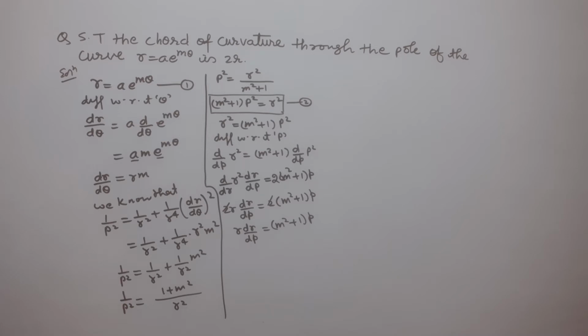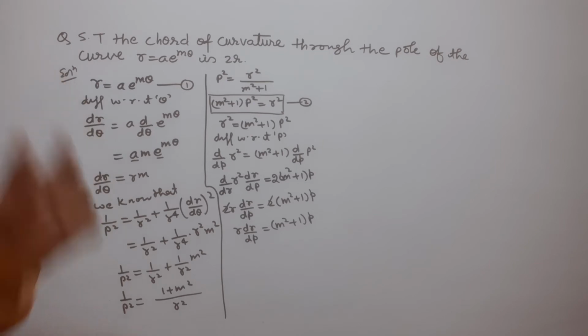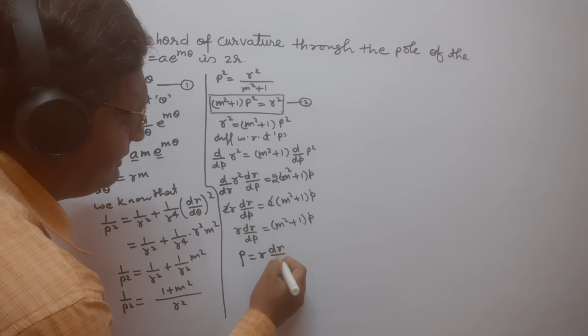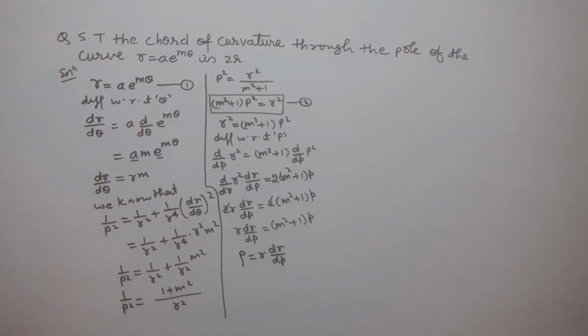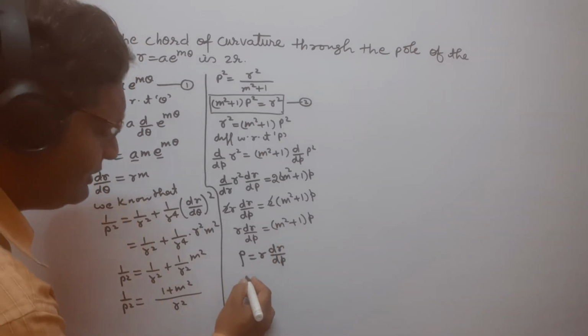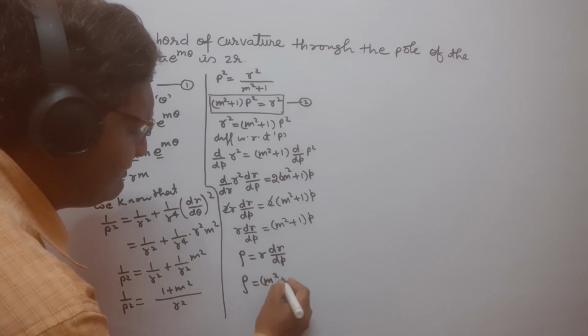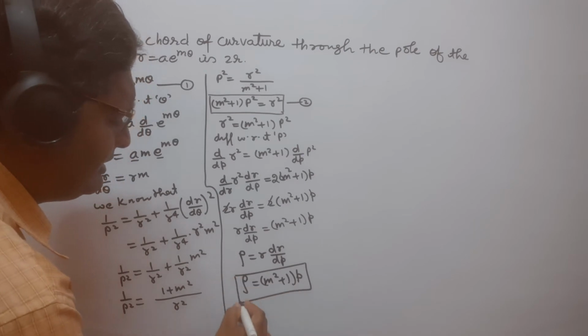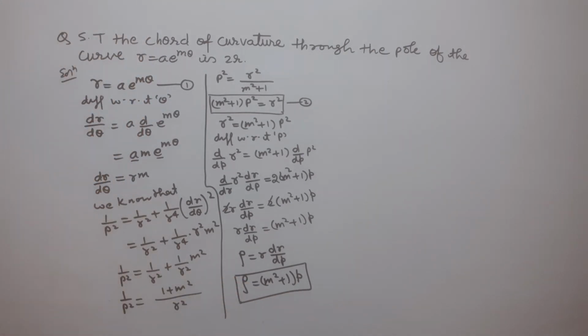And we know that for finding the radius of curvature of pedal equation, formula is rho is equal to r dr upon dp. This is the formula for finding radius of curvature for pedal equation. So r dr by dp is equal to m square plus 1 p. So radius of curvature is m square plus 1 multiplied by p here. So this is the radius of curvature of the given curve, that is rho is equal to m square plus 1 multiplied by p.